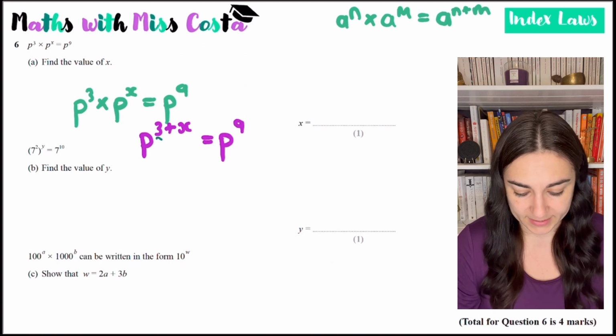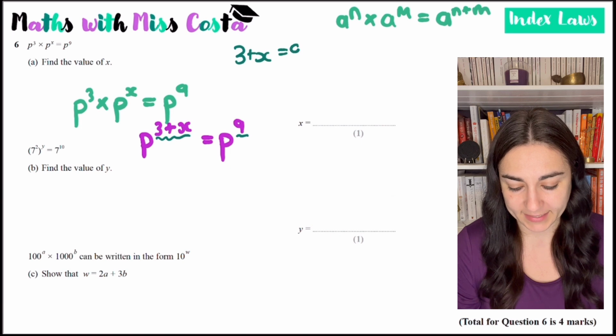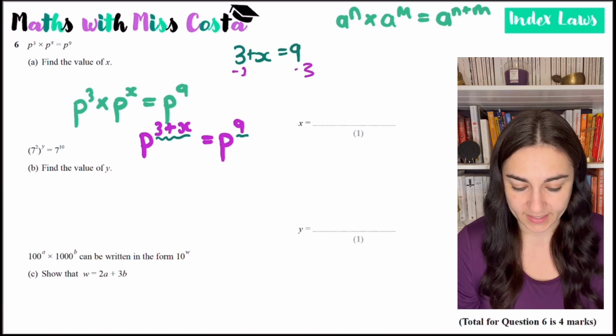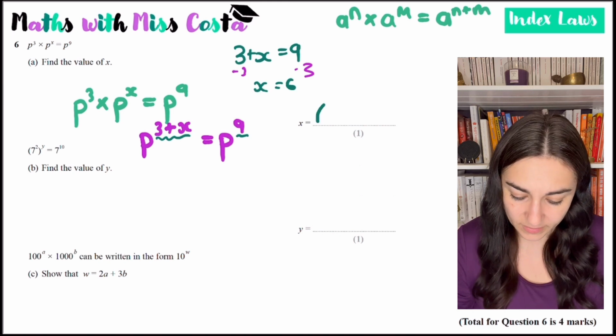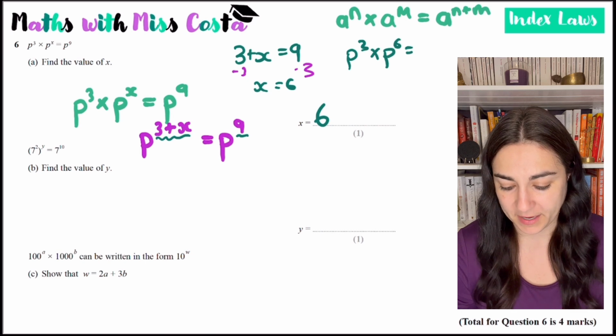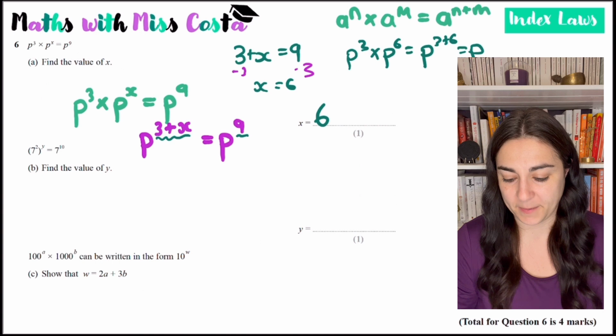And what I can do is just look at this, equate it to this. So I know that 3 plus x must equal 9. If I subtract 3 from both sides, I know that x must be equal to 6. I can always double check it. So does p to the power of 3 times p to the power of 6 make p to the power of 9? Yes, because 3 plus 6 makes 9.